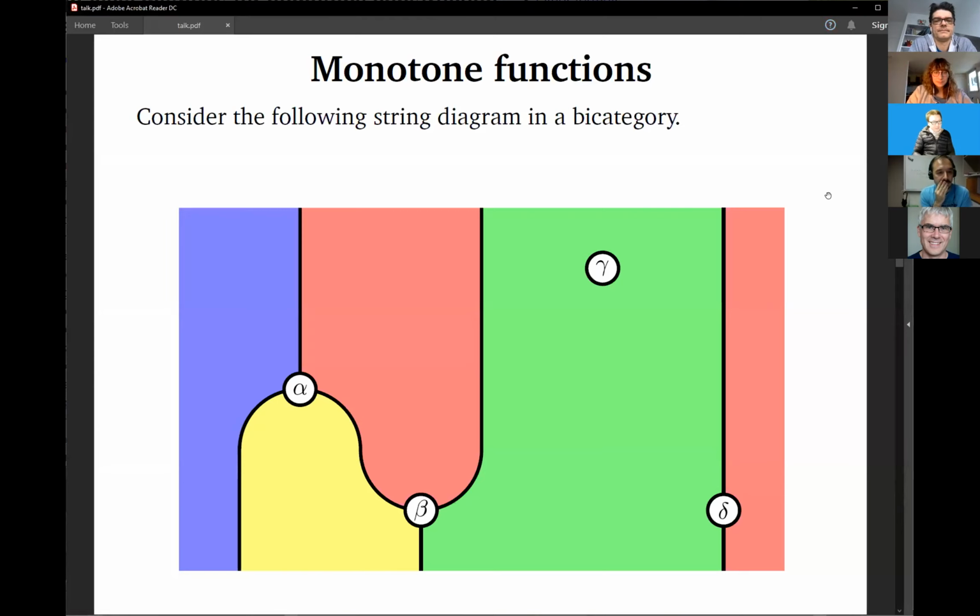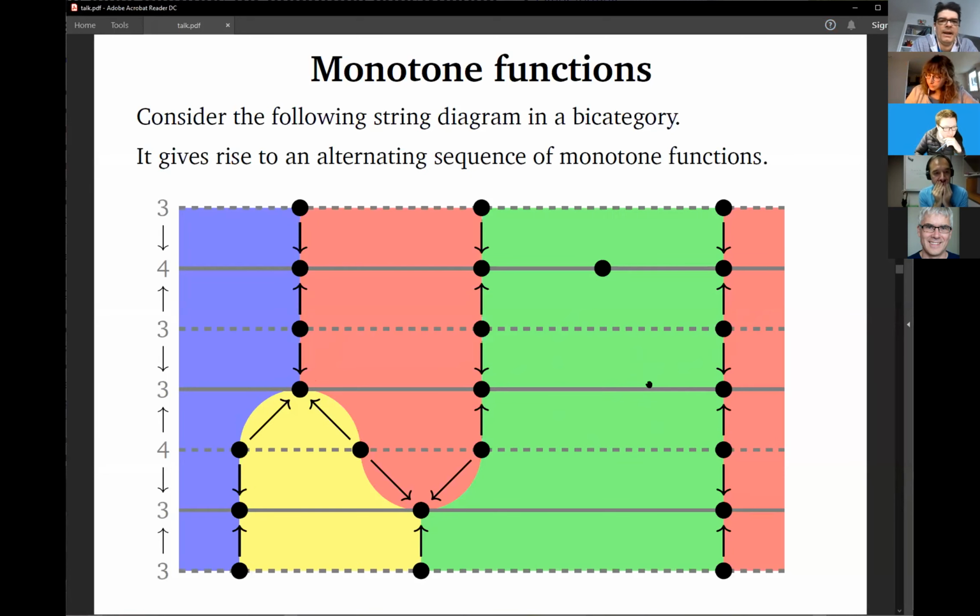So look at this guy. This is a string diagram in a bicategory. So we've got a finitely generated bicategory with 4 2-cell generators, alpha, beta, gamma, and delta. They've got various different sources and targets as appropriate for this picture to make sense. And now we can imagine drawing some horizontal lines across this diagram. We're considering some sort of stratified space.